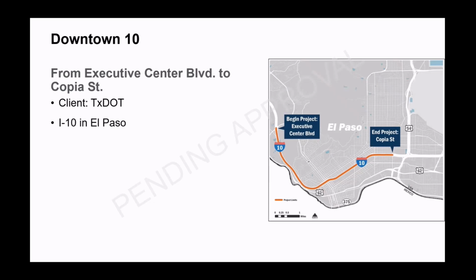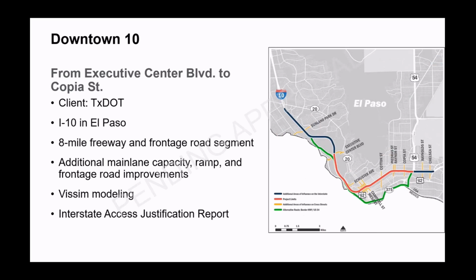Downtown 10 is I-10, and it goes from Executive Center Boulevard just west of US 54. But that's the schematic limit. The area of influence was actually a little bit more than that, and went beyond US 54. So you get that system interchange, and on the west side we also got another system interchange. So we have a really robust network that we needed to model. It's about 8 miles in length, and the purpose of the project was to improve safety and mobility. The analysis feeds the interstate access justification report.